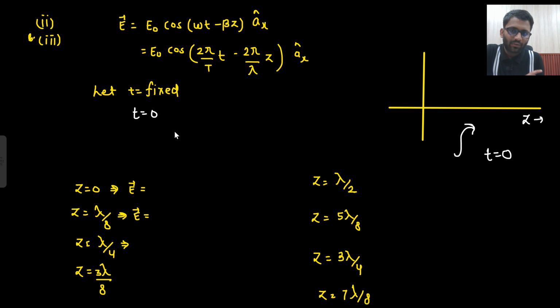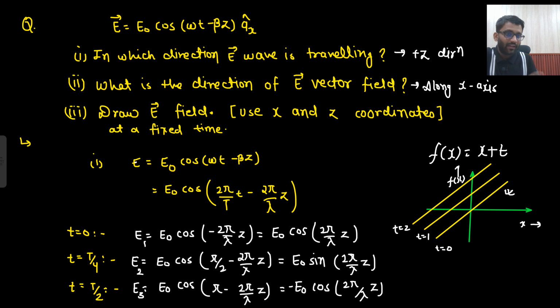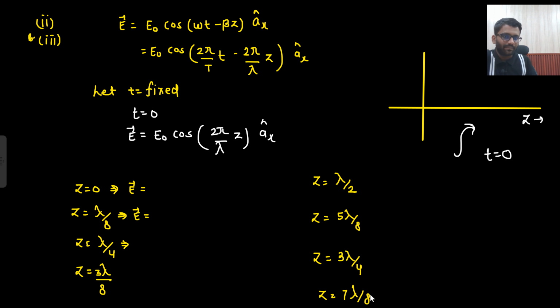So if I put t equals to 0, what is the expression of E I am going to get? This is t equals to 0, so the minus sign will, cos will eat up. So you are going to get E naught cos(2 pi by lambda z) Ax cap. Now it is my vector field. This was your scalar field. Now you are making it a vector field. Okay. So now let's put z equals to 0. With respect to different z, how do I get my waveform? That I need to check.